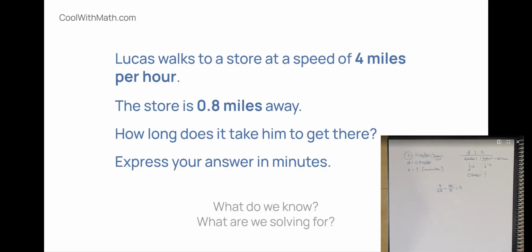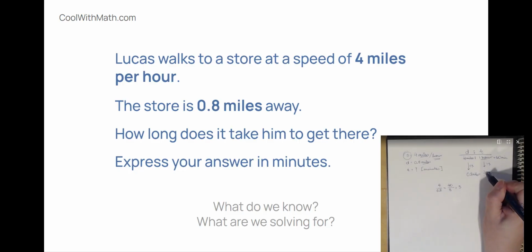60 divided by 5 is 12. So we figured out something we can do to both sides of our ratio, the 4 miles and the 60 minutes. Both of them can be divided by 5. And as long as we're doing the same thing to both sides, we still have an equivalent ratio. And so 0.8 is going to be equivalent to 12 minutes. And we actually have our answer right here. It is going to take 12 minutes to go 0.8 miles.